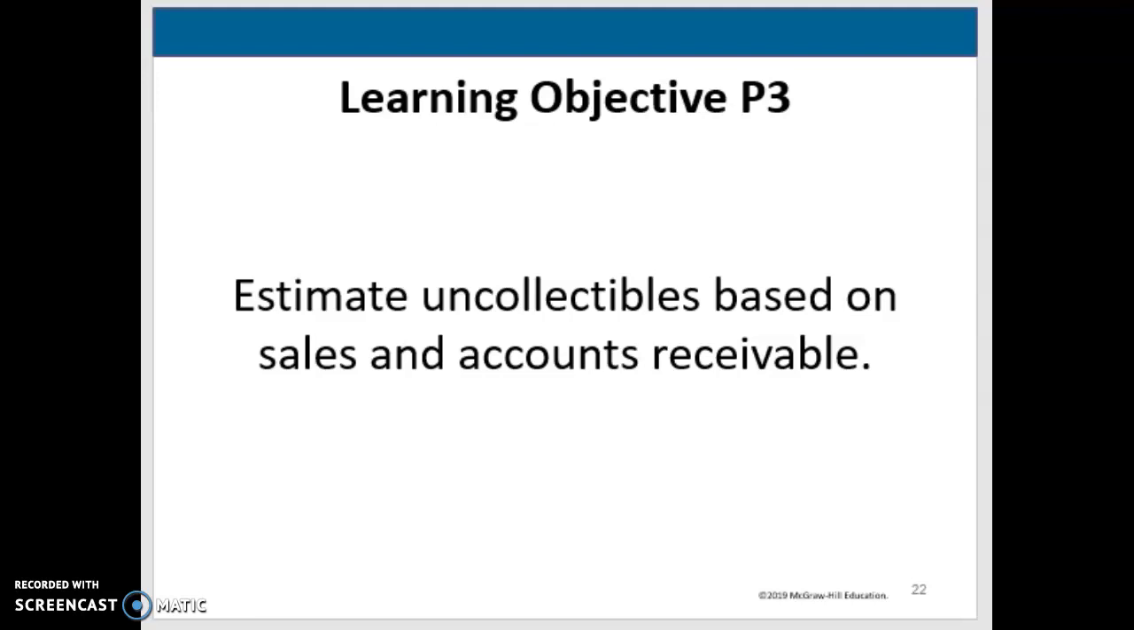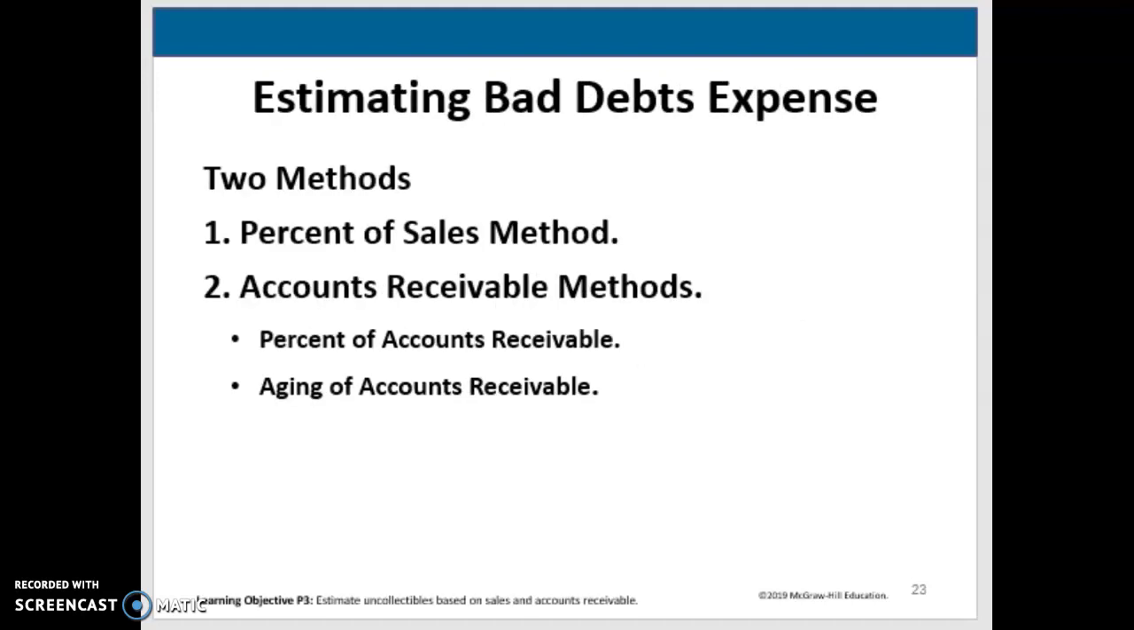Okay, as we continue Chapter 9, we're now going to be looking at how we estimate uncollectibles based on sales and accounts receivable. Again, there are two methods that we can use under the allowance method. These are both using the allowance method, not the direct write-off. Under the allowance, we have two methods. We can use the percent of sales method or the accounts receivable methods. Under accounts receivable, we have the percent of accounts receivable or the aging of accounts receivable, and we'll look at all of them.